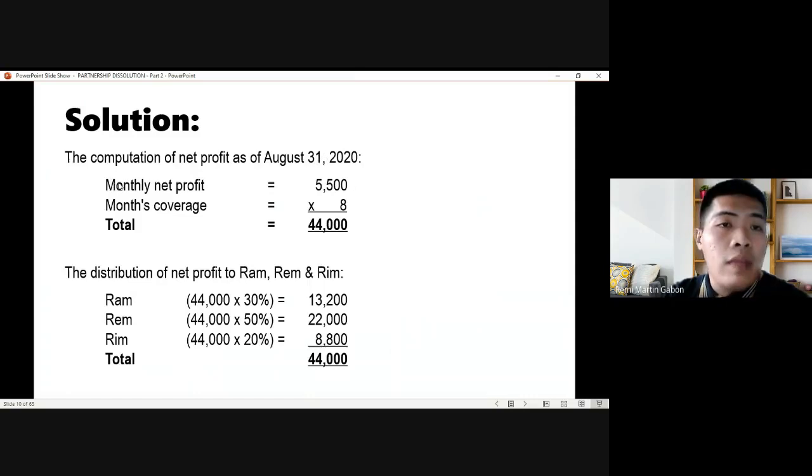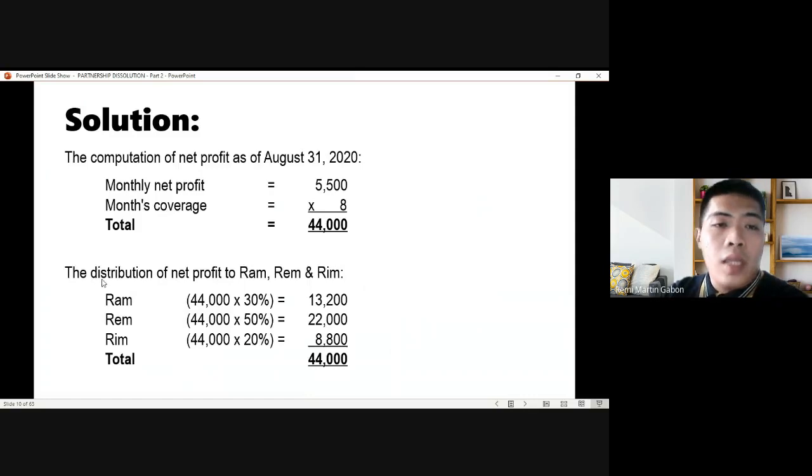Then computation of the net profit as of August 31, 2020. Take note, we only have the monthly profit of 5,500. So from January to August 31, we have 8 months. So January, February, March, April, May, June, July, August. So that would be 8. So times 8, total income or net profit as of August 31 is 44,000.